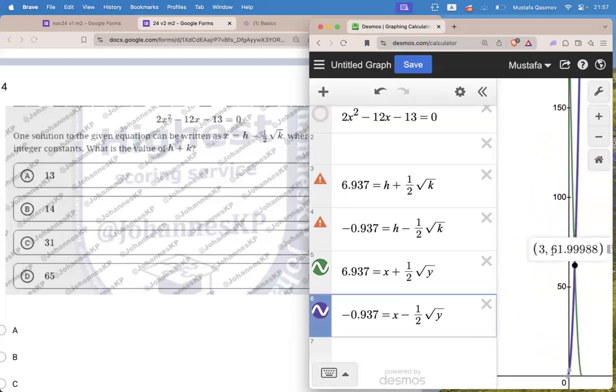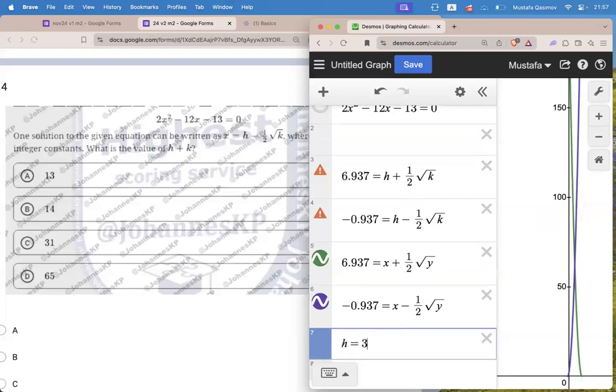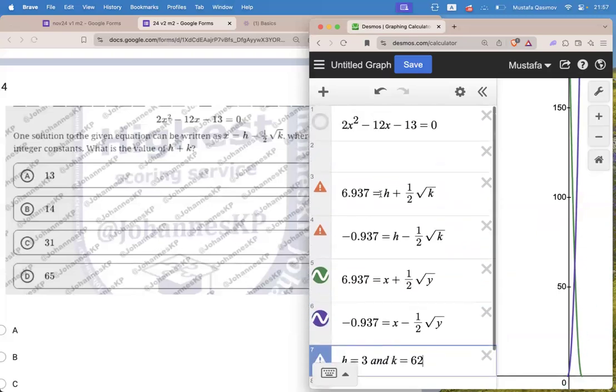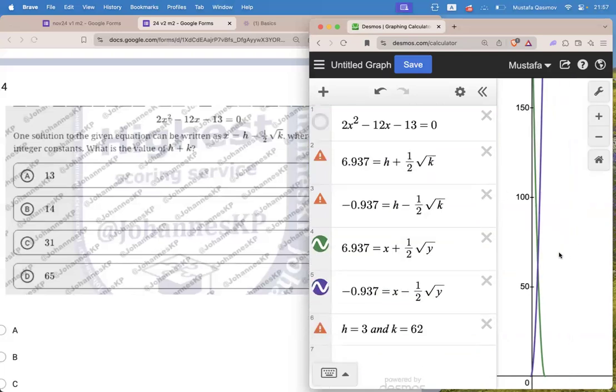So 3 and 62. It is 62. So it means that H is equal to 3 and K is equal to 62. So again, it's also longer, right?